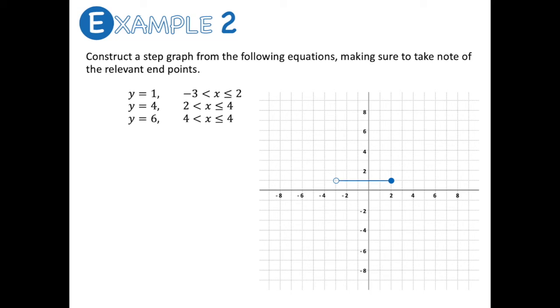So now doing the second step, when y is equal to 4, so going to our x is equal to 2, up to y is equal to 4, and we'll put our open circle, then putting a closed circle when x is equal to 4, and joining them together with a straight line, and then finishing off our graph with our third section, y is equal to 6, so putting an open dot at 4, and a closed dot at 6, and joining them with a straight line. So that is an example of how we can draw a step graph.